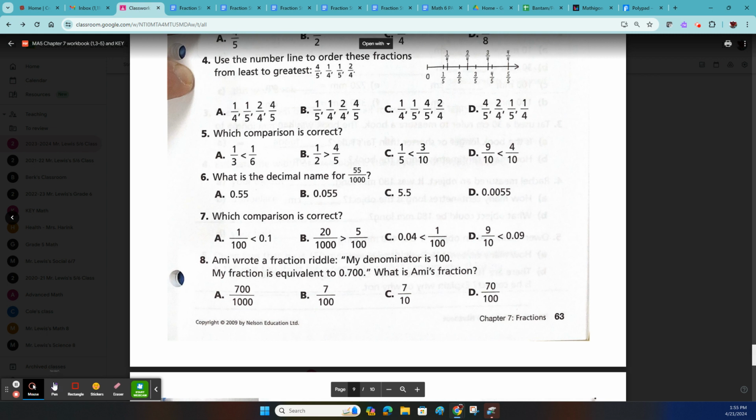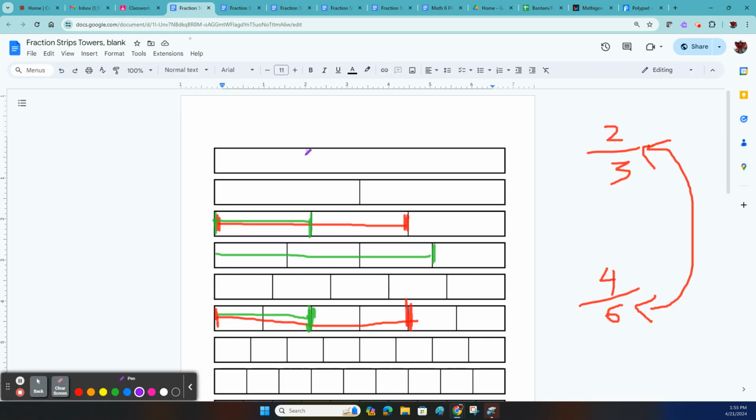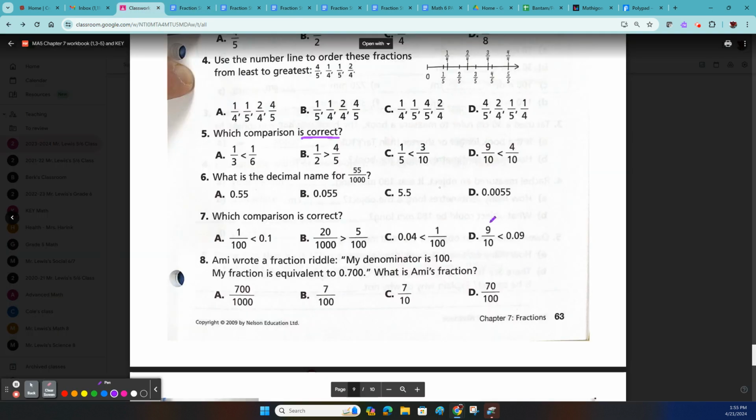Question 5. Which comparison is correct? 1/3 or 1/6, 1/2 or 4/5, 1/5 or 3/10, or 9/10 or 4/10. Okay, well, we're looking for the correct one. Now, we can use fraction strip towers to help us. We can use diagrams to help us. We can use number lines to help us.